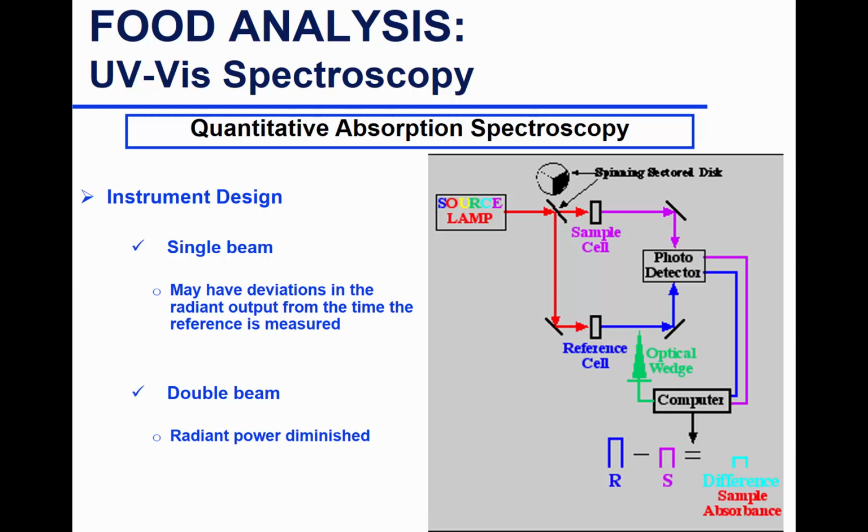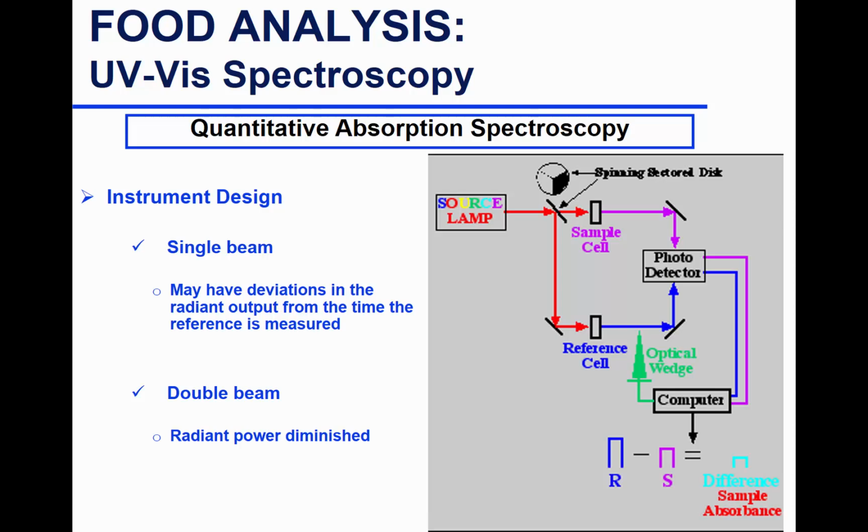So types of instrument, you can have a single beam or a double beam. In a single beam instrument, you don't have two cells, you only have one cell. You would first put in a blank and zero with the blank, take the blank out, and put back your sample. In this case, though, there's an advantage that you don't split the intensity of the light. You would have high intensity of the light.